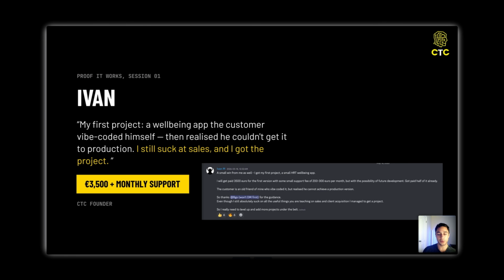Now, to showcase an example of this, for every single session we're going to have a real-world example essentially proving everything we just talked about. For this one, it's going to be Ivan, once again, one of our founders from Inside Code to CEO. He got his first small project, a small HR well-being app, for 3,500 euros, which is actually a very decent amount of money. The customer is an old friend of his who vibe coded but realized he could not achieve a production version, so he went in to do it. What happened here? He did not build first, he pitched first, he sold it, and then he built it. And none of the myths did he follow. He did the exact opposite of everything we just talked about.